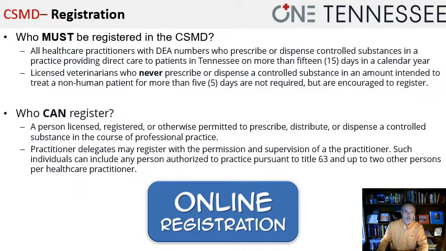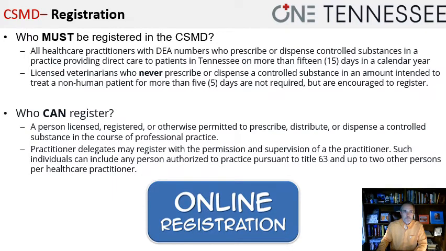Who can register? That's any person licensed, registered, or otherwise permitted to prescribe, distribute, or dispense a controlled substance in the course of professional practice. Practitioners can also have delegates that can register with the permission and supervision of the practitioner. Such individuals can include any person authorized to practice pursuant to Title 63 and up to two other persons per healthcare provider. So that up to two other persons is really important. This can be a front desk receptionist. This can be another non-clinical person that can possibly pull these records and have those available for the prescriber to help speed up that workflow process.